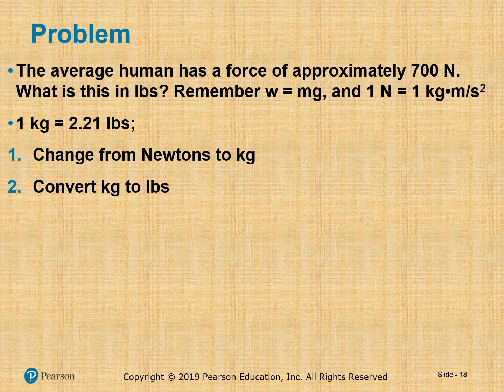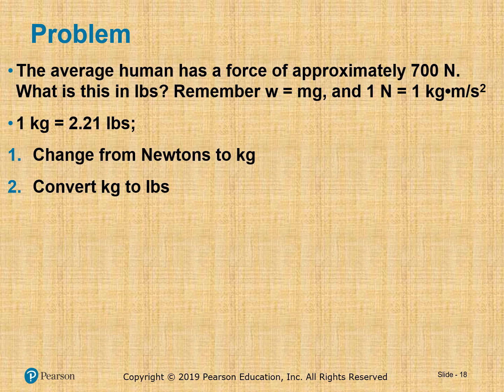Let's look at our first problem. The average human has a force of approximately 700 newtons. What is this in pounds? Remember, W equals M times G, and 1 newton equals 1 kilogram meter per second squared.